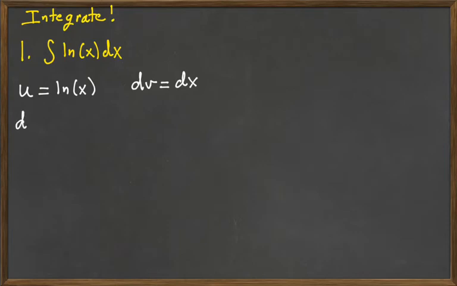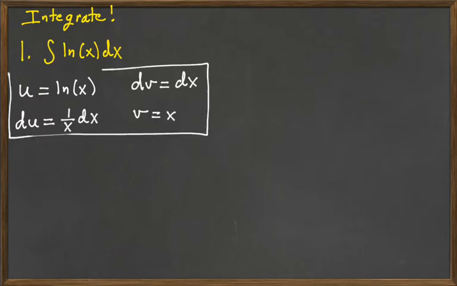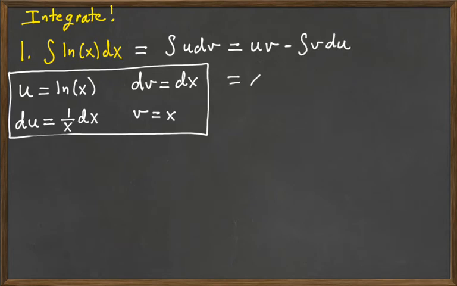So then differential of u is 1 over x dx. And then v will be equal to x. Okay. So the integral of the natural log of x dx is going to be equal to u dv. And then that's going to be uv minus the integral of v du. That's your integration by parts formula.